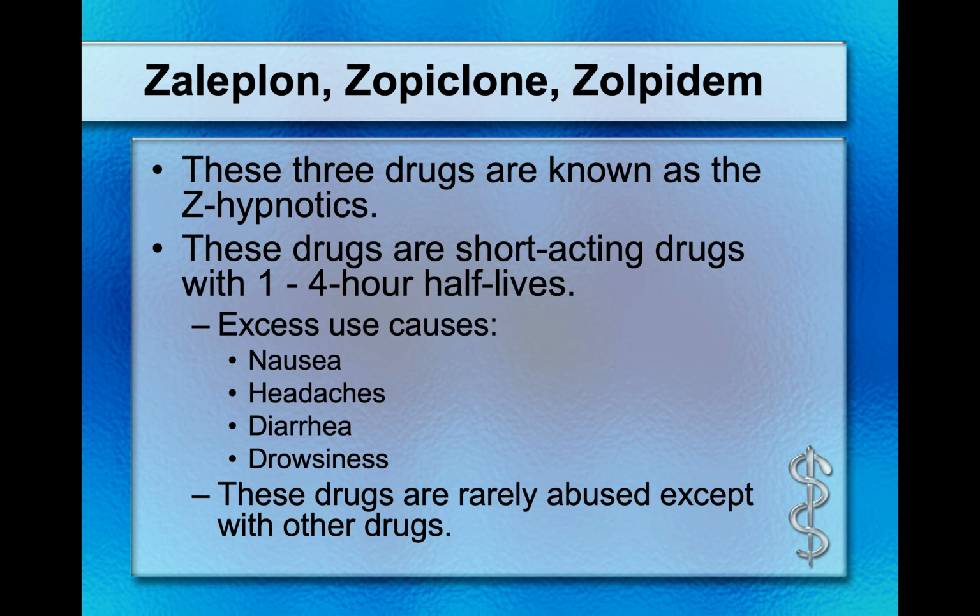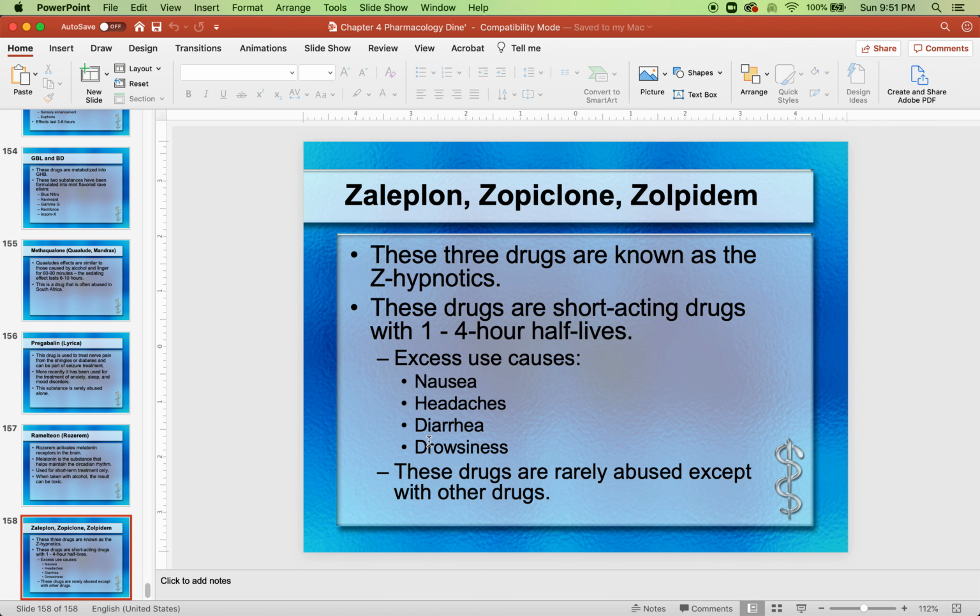These three drugs, the Z hypnotics, are short-term, short-acting drugs with 1 to 4 hours of half-life. Excess use causes nausea, headaches, diarrhea, and drowsiness. These drugs are rarely abused except with other drugs. They are used as sleep inducers, the famous Z drugs. And that is the end of the chapter.